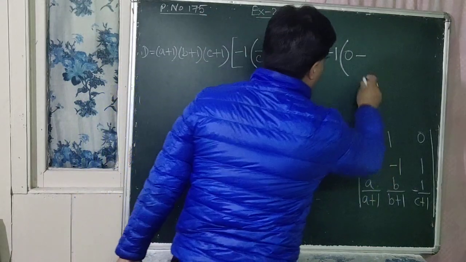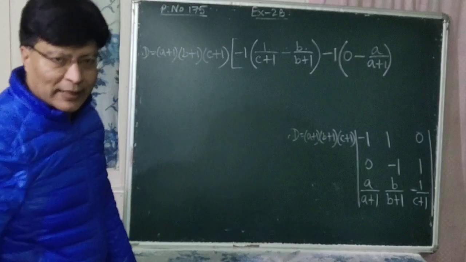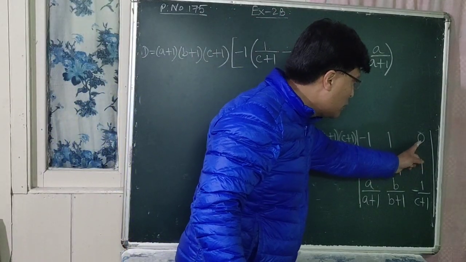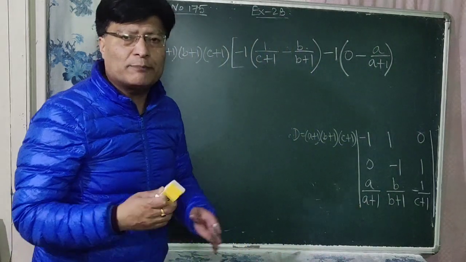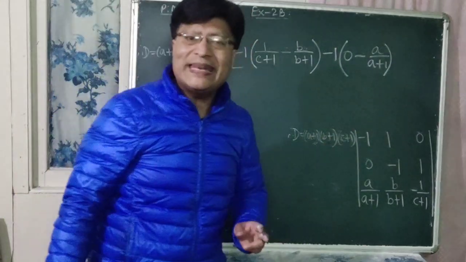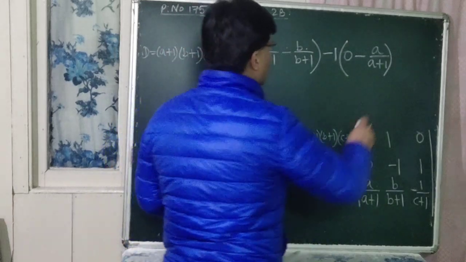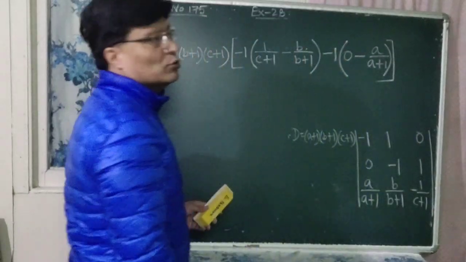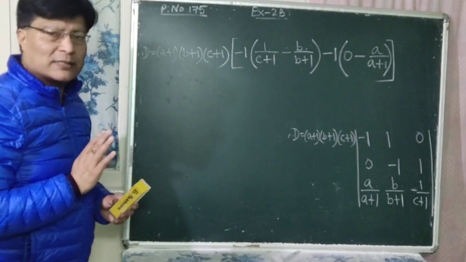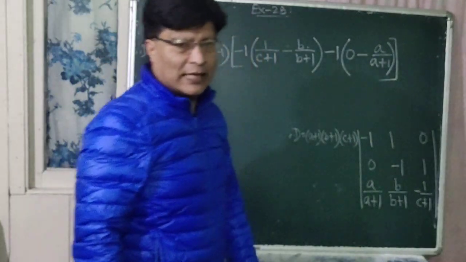Minus. So a by a plus 1 into 1 is a by a plus 1. Right? Then you should write plus 0. But will you write plus 0? You don't write 0, because 0 into any number is always 0. So you don't have to write this 0. So your third bracket is closed. So is that clear? Is it understood? Okay. Now let us simplify this expression.